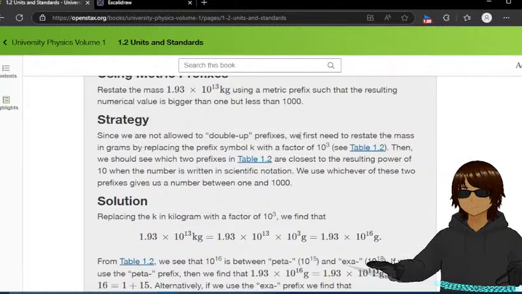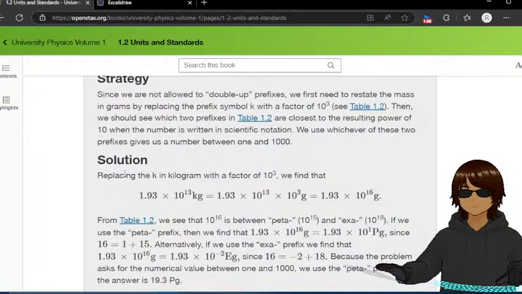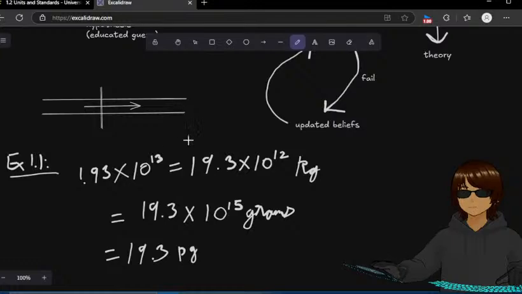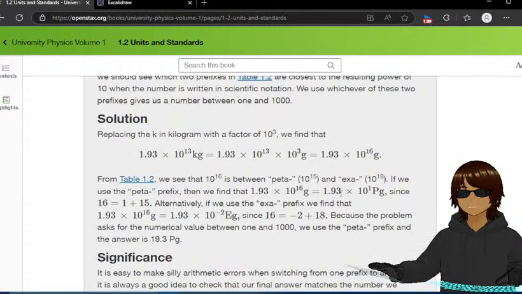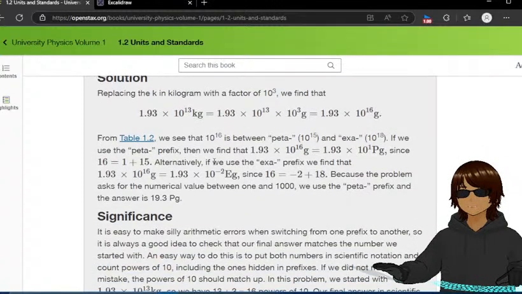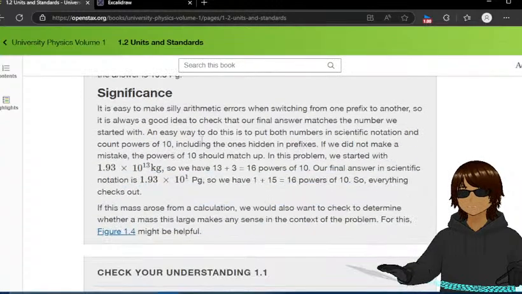Since we are not allowed to double up prefixes, we first need to restate the mass in grams by replacing the prefix symbol k with a factor of 10 to the power of 3. Replacing k, we get 10 to the power of 16, and then instead of 1.93, you put 19.3. So we get 19.3 petagrams.